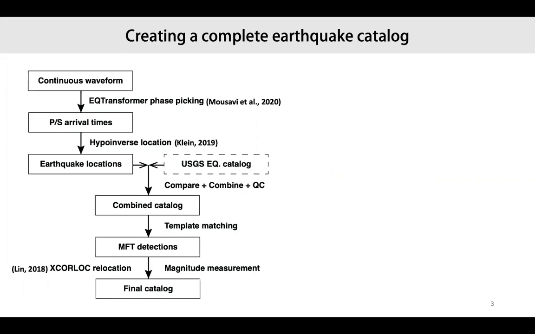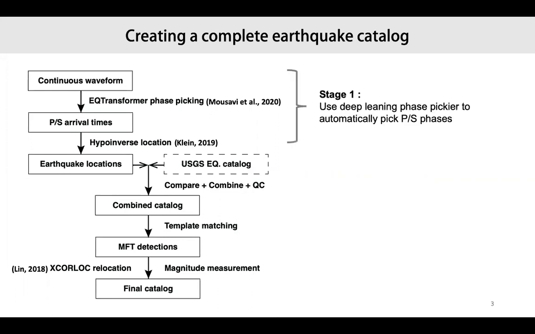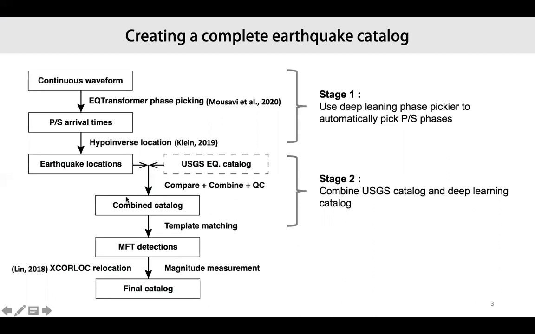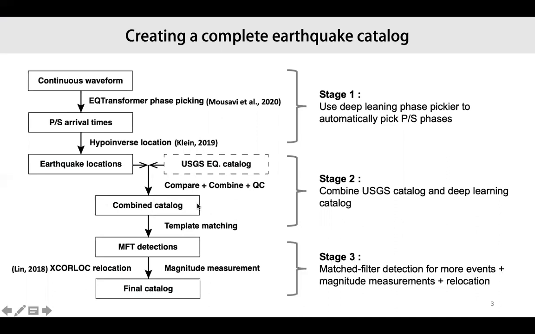It can be roughly divided into 3 stages. In the first stage, we use a deep learning phase picker, EQ transformer, to pick P and S waves automatically from continuous data, and then we locate them using HYPOINVERSE given a local 1D velocity model. In stage 2, we compare this deep learning catalog with the standard USGS catalog and combine these two. In stage 3, we use the earthquakes in this combined catalog as templates and perform a match filter to detect more earthquakes. After measuring the magnitudes and doing relocation, we acquire a final catalog.